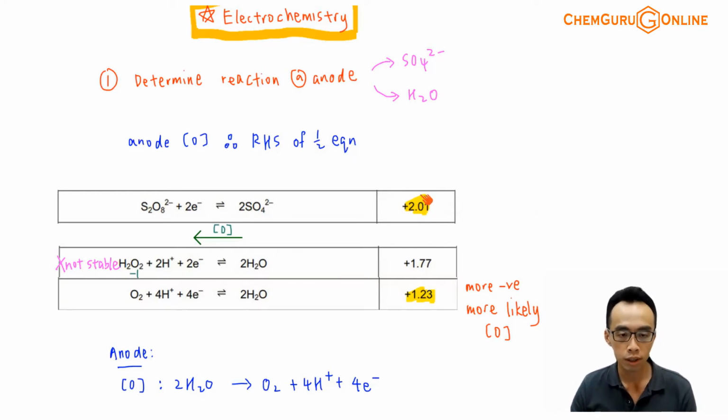Now involving water, if we refer to the data booklet, the half equation where water is on the right hand side, we will have 2 of them. The first one is involving water oxidized to H2O2. The other one is water being oxidized to O2. Now, between these two, which is a more likely candidate? What we can do is consider the stability of the product that is being formed.